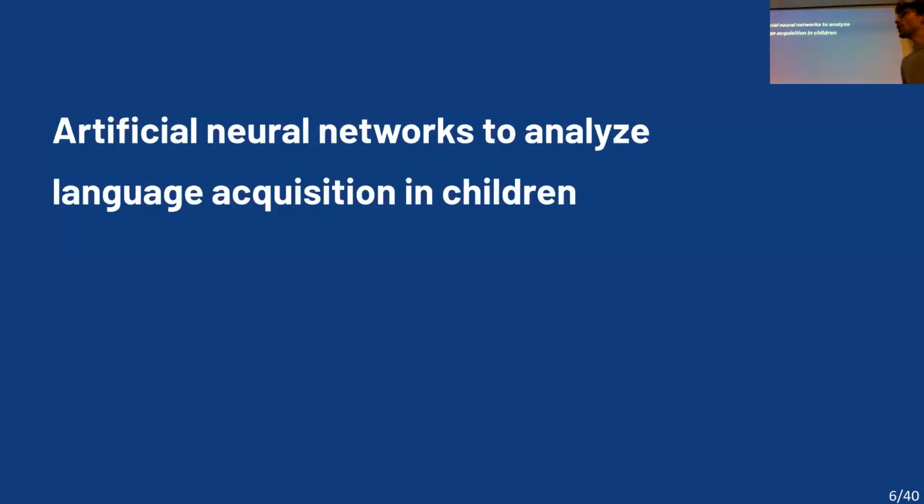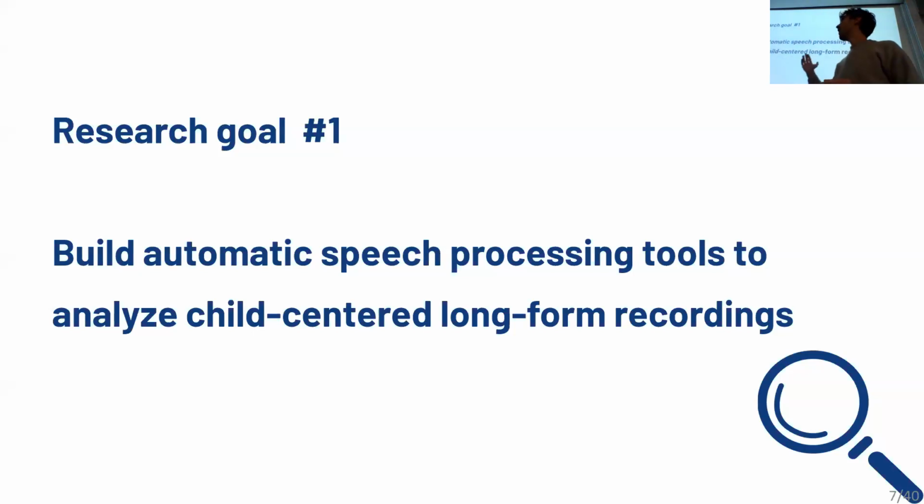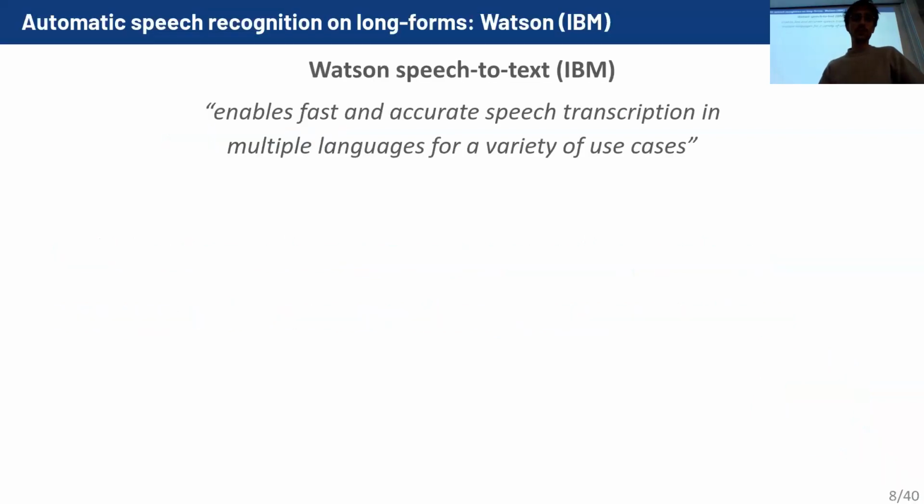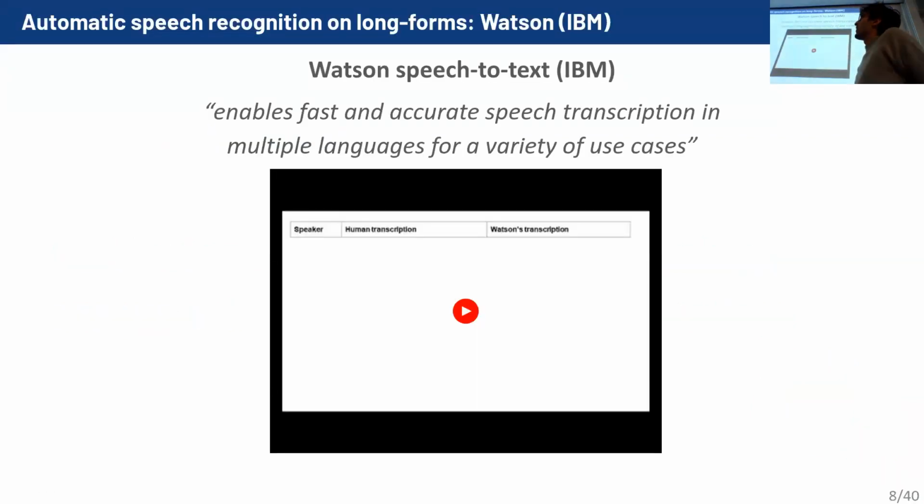And this brings me to the first aspect of this talk, which is the use of artificial neural networks to analyze language acquisition in children, using the recordings I introduced. All right, so in this first part, we're going to set ourselves the following goal, which will be to build automatic speech processing tools to analyze child-centered long-form recordings. So we're going to start with speech recognition, the task of transcribing what is being said.